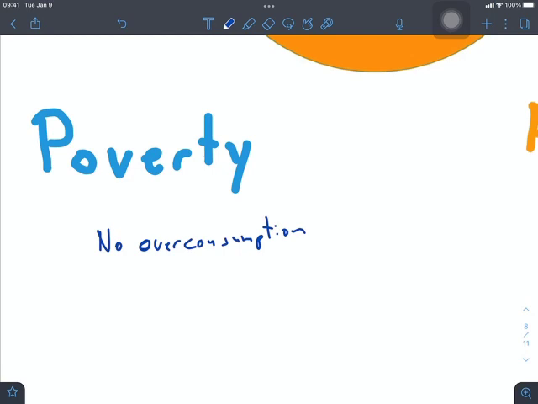Now, I shouldn't write no overconsumption here, but unlikely overconsumption, because you don't have access to those technologies. But in order to alleviate that poverty, you are going to access energies that are not sustainable, like fossil fuels. So fossil fuels can help alleviate poverty.